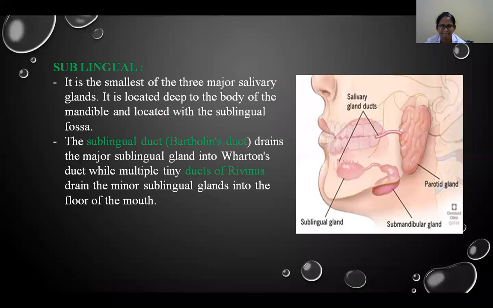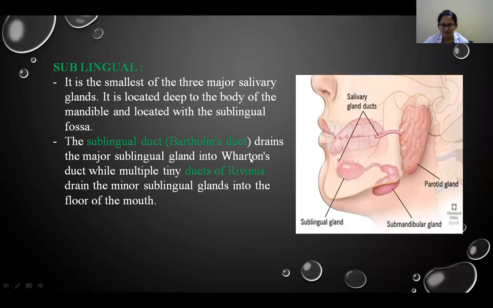Next, coming to the sublingual gland. This is the smallest of all the three salivary glands. It is present in the sublingual fossa, on the body of the mandible. It is related to the anterior and posterior bellies of the digastric muscles. It lies in the sublingual fossa. The sublingual duct is also called Bartholin's duct.